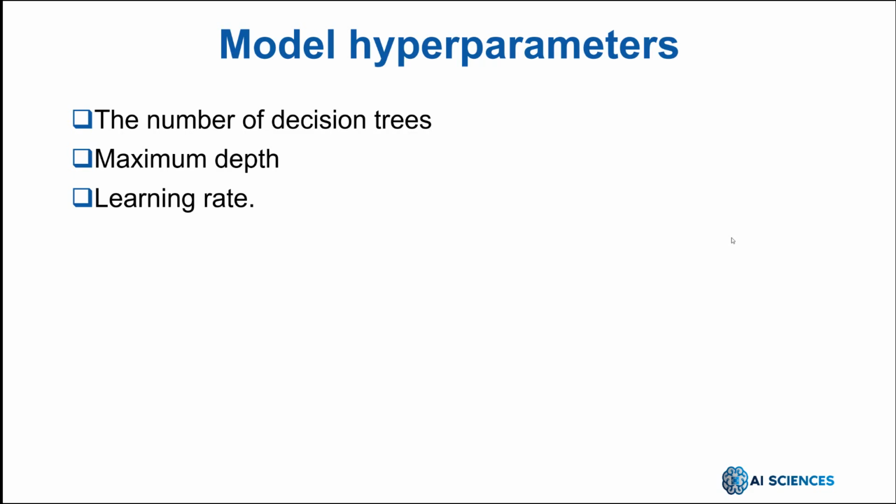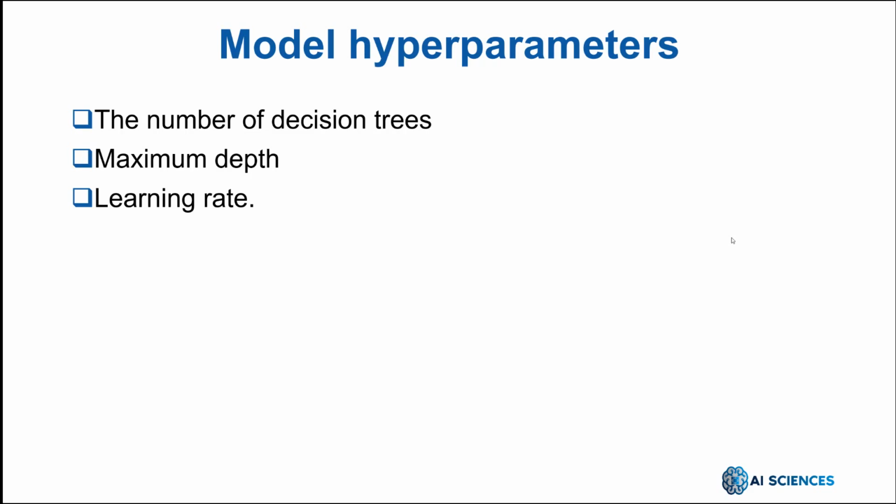A lower learning rate means more trees are required, and a higher learning rate means fewer trees are required to build a model. These hyperparameters should be tuned to get an optimized machine learning model. Boosting models are more sensitive to hyperparameters, but once the hyperparameters are tuned properly, these models provide very good accuracy and generalization.